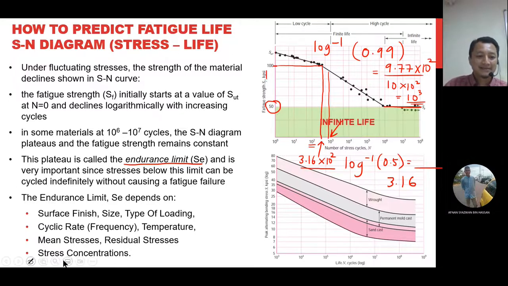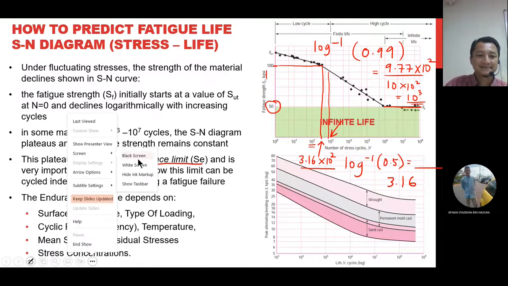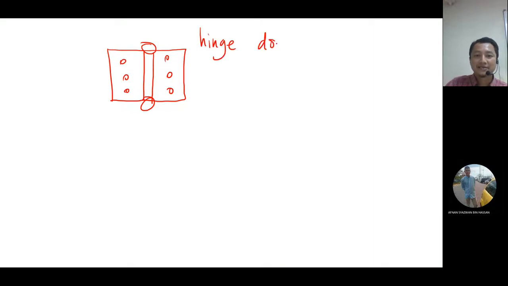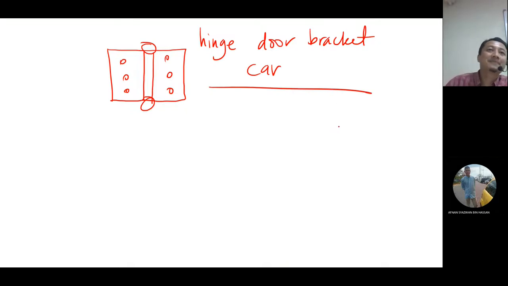So contohnya, katalah kamu design bracket untuk pintu kereta. Tengah-tengah ni saya rasa ada pin kot, tak tahu lah. Kita hinge. Hinge door bracket for a car. Kamu nak design ni tahan berapa lama? Infinite life. So infinite life at least katalah 20 years. Boleh lah. 20 years ke boleh lah.